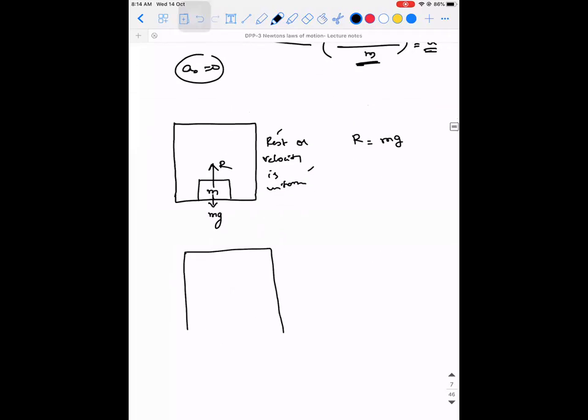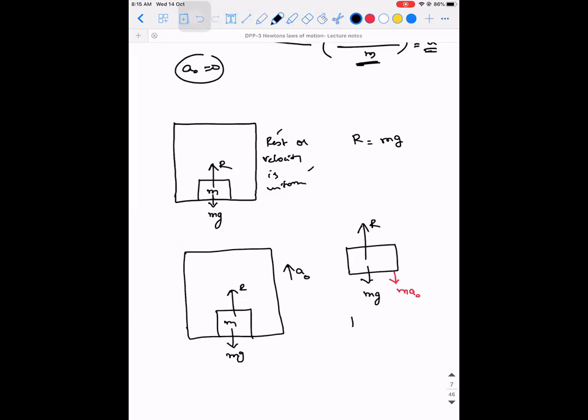If suppose the same lift is accelerating in the upward direction with the value of a naught, then what would have been the reaction force exerted by it? Mg plus ma naught. That's right. So R will be like this. Mg is downwards. Pseudo force should be applied in the downward direction, m a naught. So R would have been m into g plus a naught.